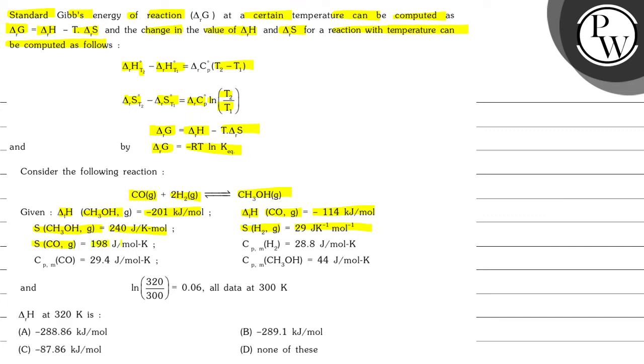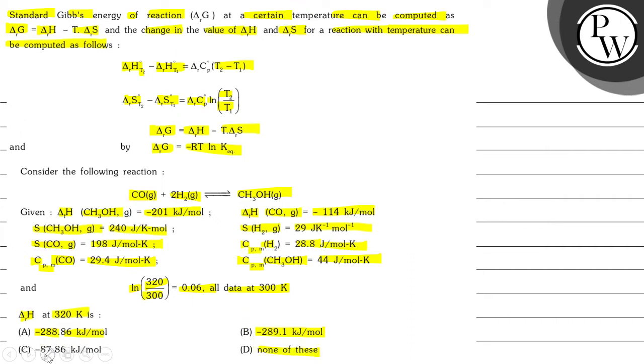Entropy for CO gas is 198 joule per Kelvin per mole, and the molar heat capacity at constant pressure for H2 is 28.8 joule per Kelvin per mole, for carbon monoxide it is 29.4, and for CH3OH it is 44 joule per Kelvin per mole, and ln(320/300) is equal to 0.06. All data is given at 300 Kelvin. The change in enthalpy of reaction at 320 Kelvin is, options are: −288.86 kilojoule per mole, −289.1 kilojoule per mole, −87.86 kilojoule per mole, and none of these.